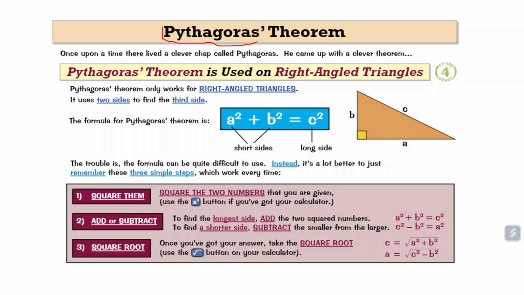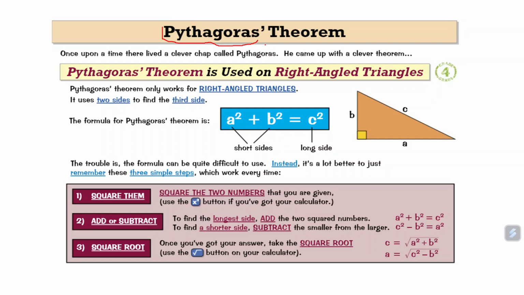Before I forget, Pythagoras theorem is named after one of those early mathematicians that lived long ago. Pythagoras is the person who formed this theorem.